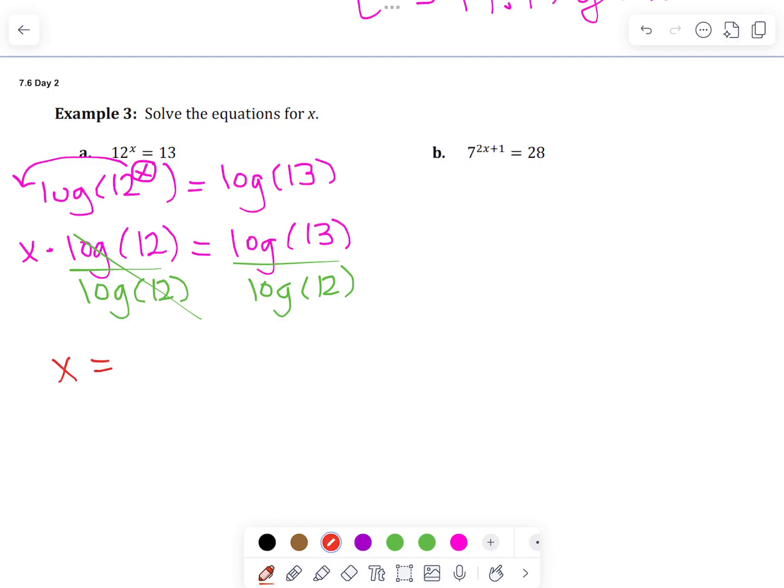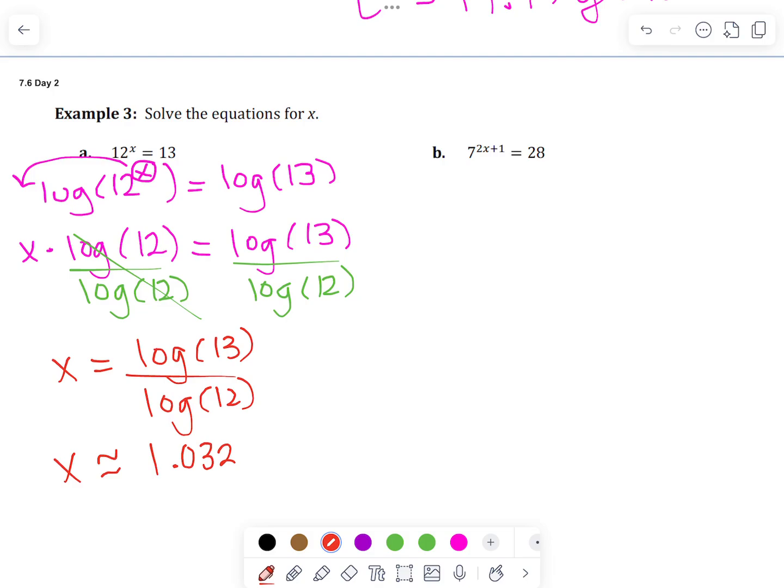So we would enter in log of 13 divided by log of 12. Be very careful when you enter this into your calculator that you have those parentheses encasing the 13 and the 12. And you get approximately 1.032.